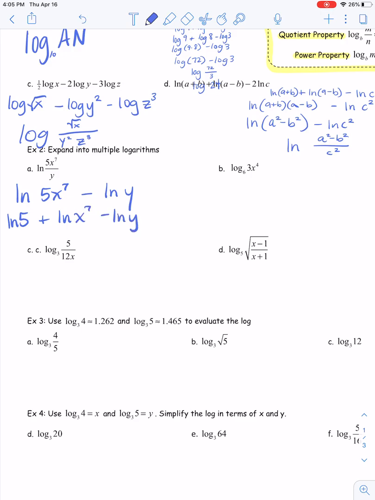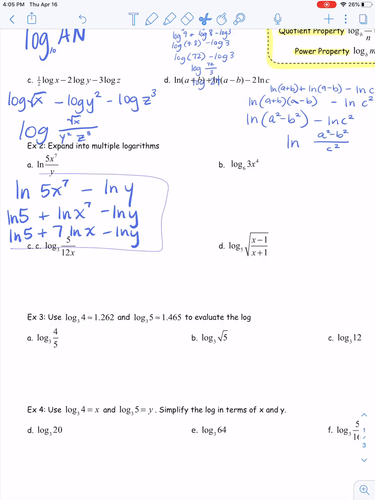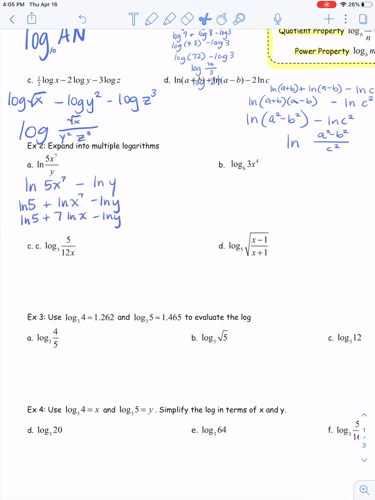And I'm still not done yet because I have an argument raised to a power. So that power of 7 was originally a coefficient. So now I have the natural log of 5 plus 7 natural log of x minus the natural log of y. And I have expanded that logarithmic form.